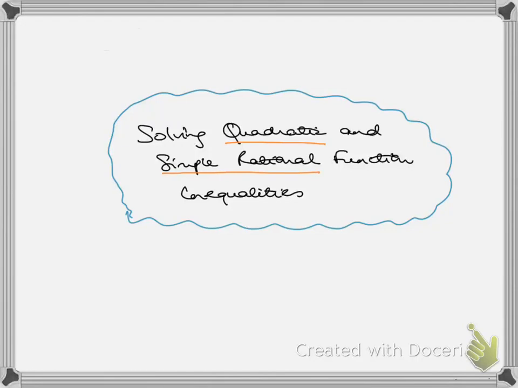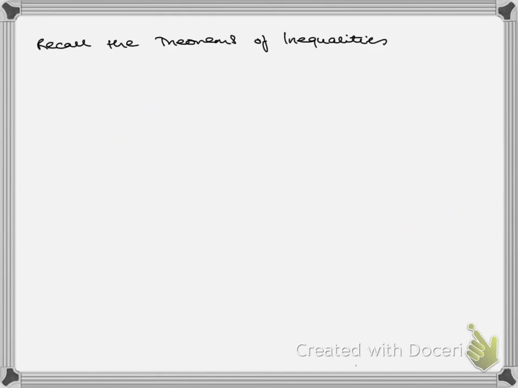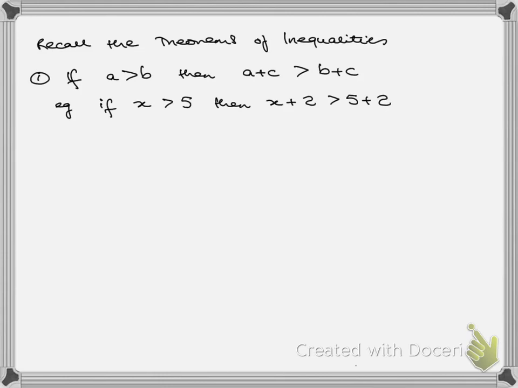Today we want to do a quick review of solving quadratic and simple rational function inequalities. Let's first recall the theorems of inequalities. First, if a is greater than b, where a and b are both integers, then a plus c is greater than b plus c. For example, if x is greater than 5, then x plus 2 has to be greater than 5 plus 2, and x minus 3 would be greater than 5 minus 3.